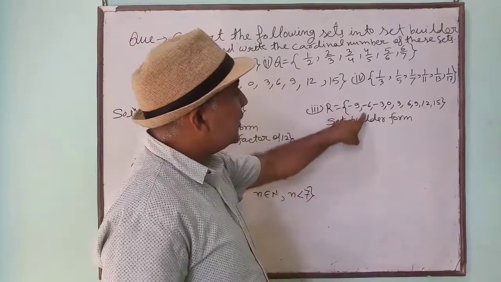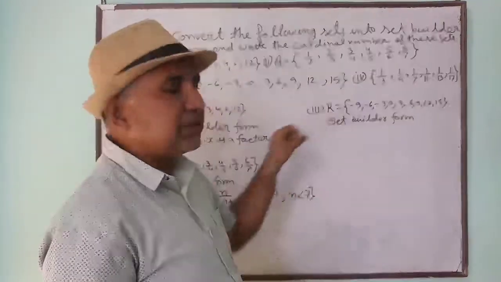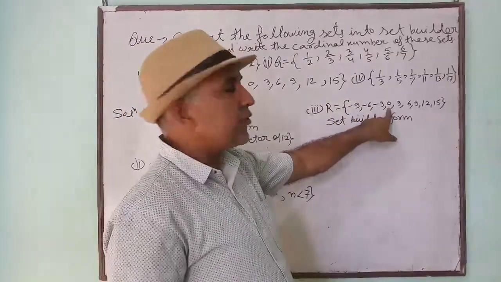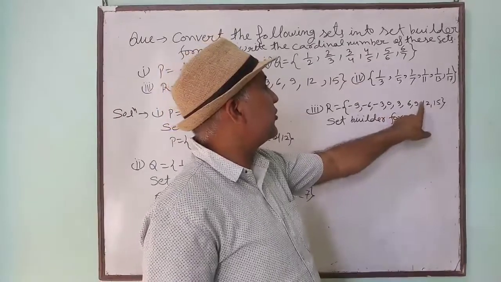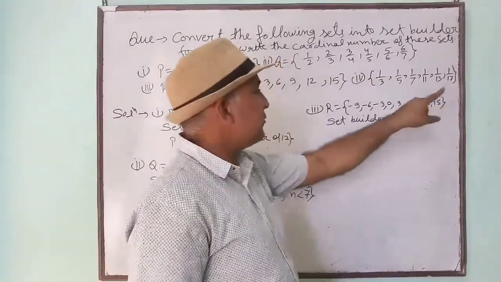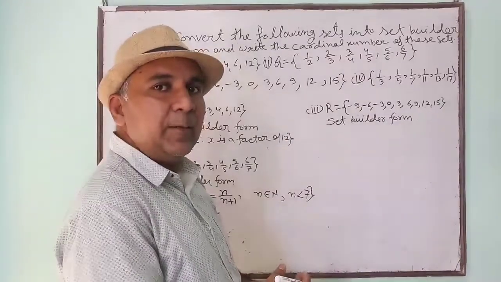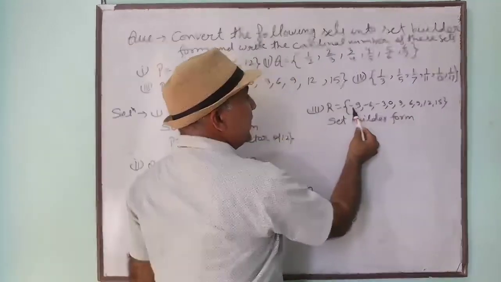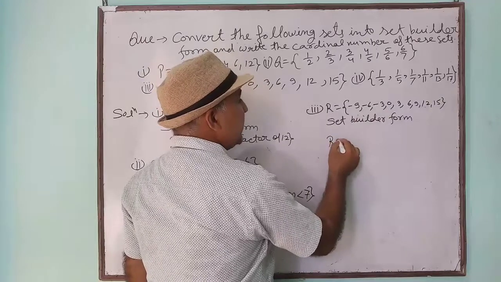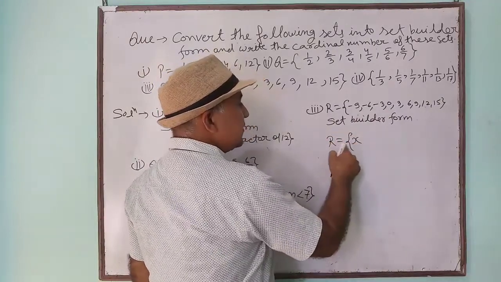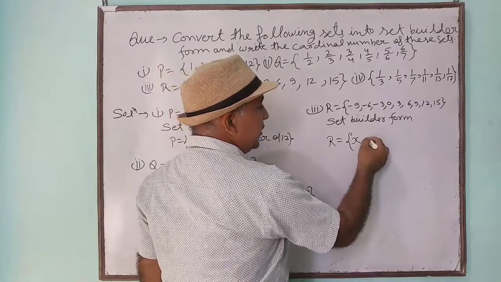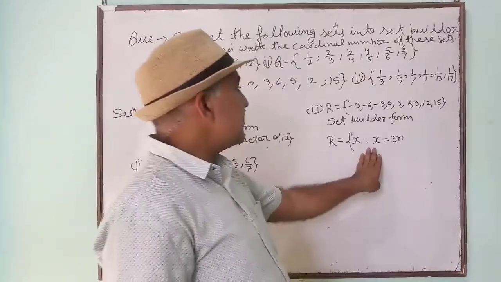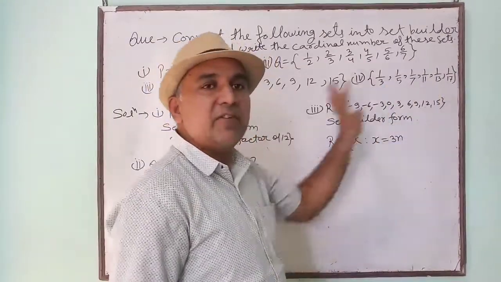You can see that all the numbers are divisible by 3. 3 into 3 is 9, 3 into 2 is 6, 3 into 1 is 3, 3 into 0 is 0, again 3 into 1, 3 into 2, 3 into 3, 3 into 4, 3 into 5. That means all the numbers are divisible by 3. And you are watching that these are integers, because positive numbers, negative numbers and 0 are there. So we can write that the set R in which x is the variable such that x is a multiple of 3, because all the numbers are divisible by 3.